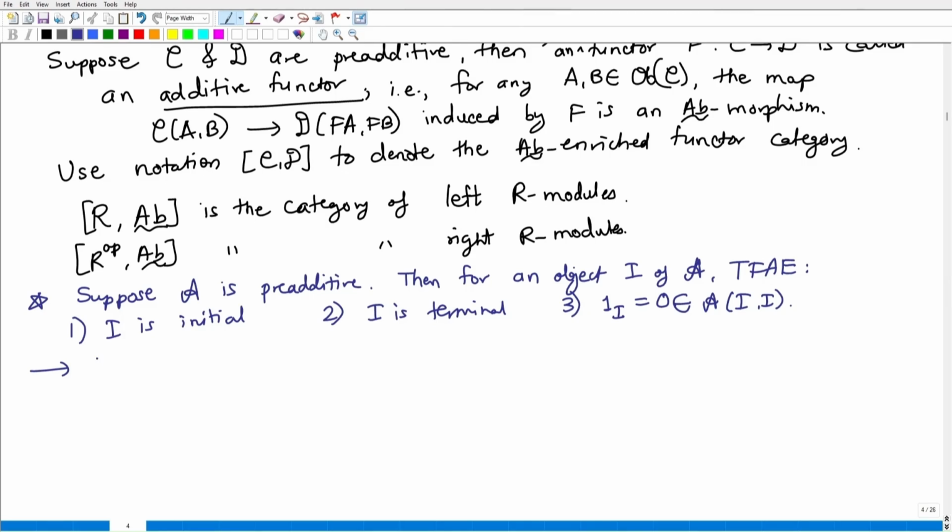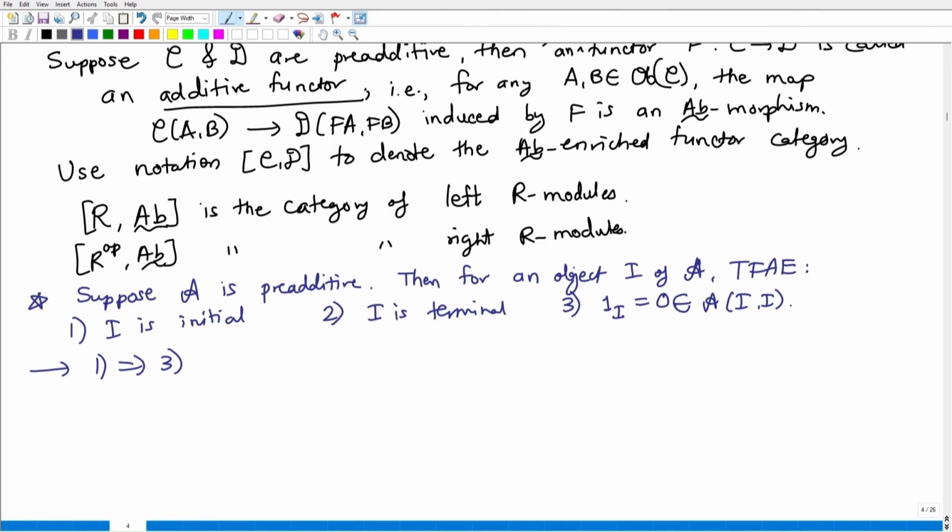Okay, so 1 implies 3. If I is initial, then can you immediately conclude that the identity on I, the hom, I mean if it is initial, then Hom(I, I) has to be a singleton. Well, that singleton has to be identity and it also has to be 0 because it's an abelian group. So done. Okay, I am not writing that. And what about 3 implies 1?